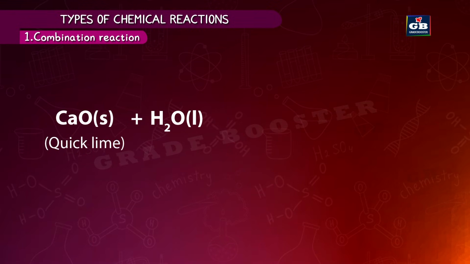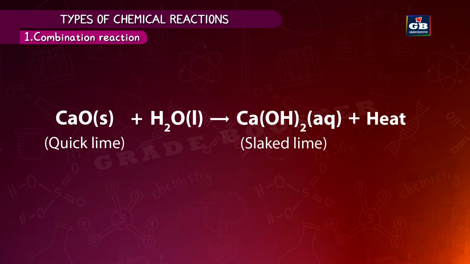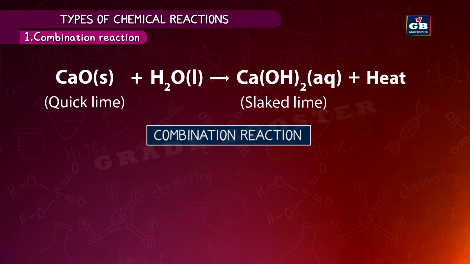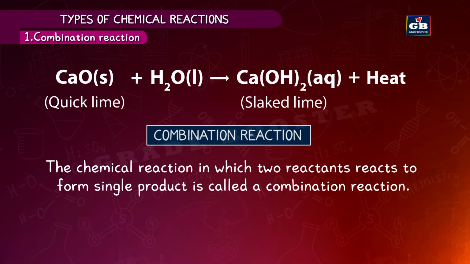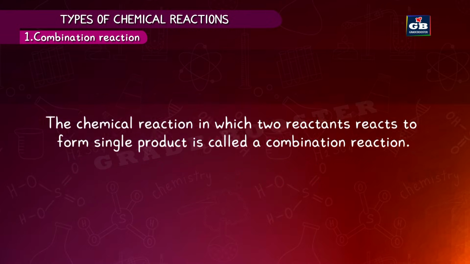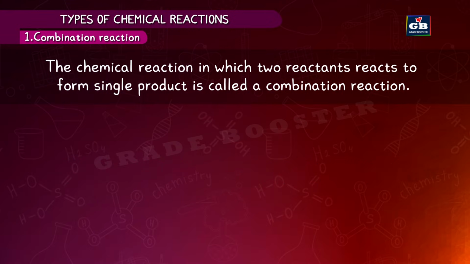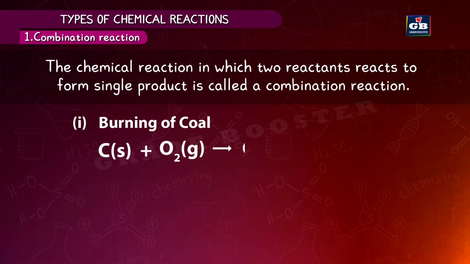In this reaction, 2 reactants, that is water and calcium oxide, react and form a single product, that is calcium hydroxide. Such reactions are called combination reactions. The chemical reaction in which 2 reactants react to form a single product is called a combination reaction. Some examples of combination reactions are 1. Burning of coal. Carbon plus oxygen gives rise to carbon dioxide. So here 2 reactants combine together and form a product, carbon dioxide.